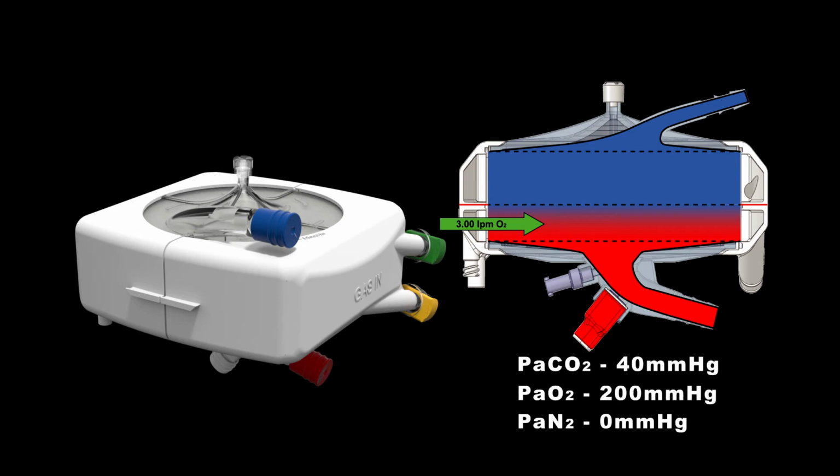Blood flows through both chambers, creating a VQ mismatch. If additional O2 transfer is desired, we incrementally add oxygen to the previously unventilated larger chamber. We have normal CO2 control as well as PO2 control.